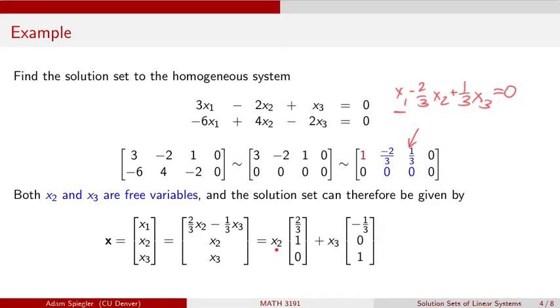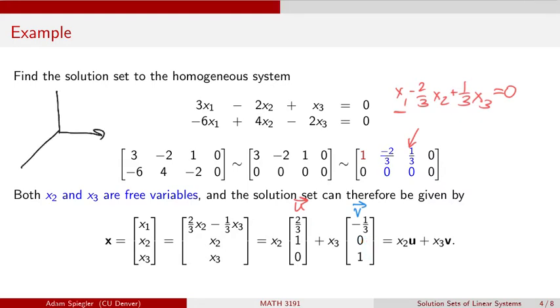So I can think of this as some number times this vector plus some other number times that vector. So we can write this as a vector equation, x2 times the vector u, where here's the vector u, plus x3 times the vector v. And so here is the vector v. So in our case, vector u is 2/3, 1, 0, and vector v is minus 1/3, 0, 1. And so what would this solution set look like?